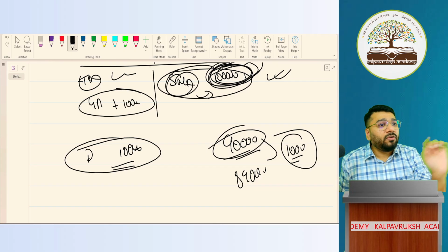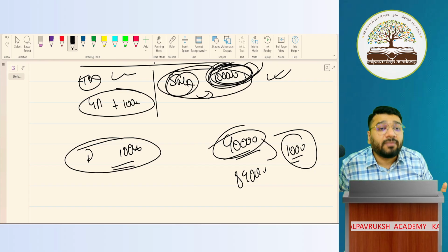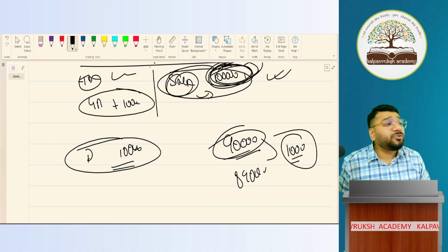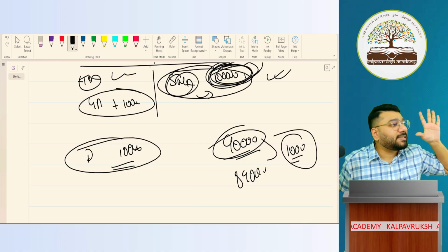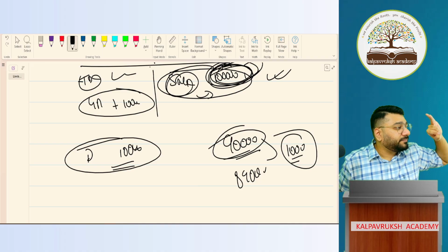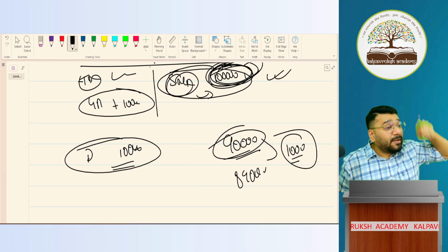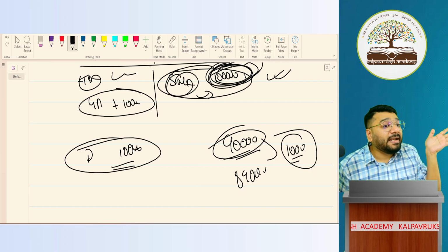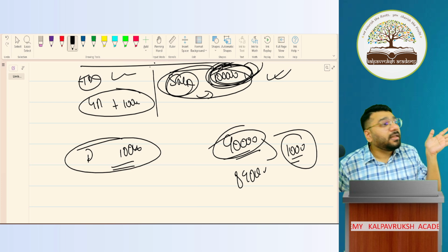So trade discount will never be captured in your books of accounts. Never ever. So where is it captured? Only in the bill. In the invoice, the gross purchase price and the trade discount are reflected. Net price will also be there, and that net price is what will travel to your journal entry in purchase and sale. Got it? Clear?